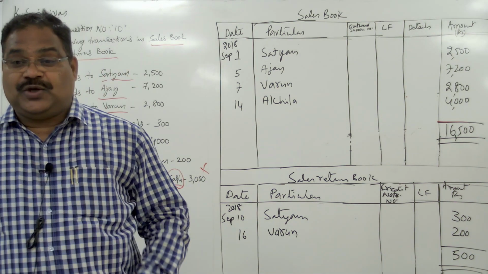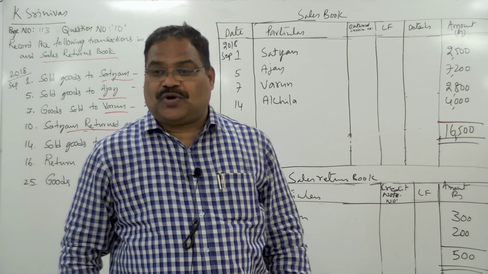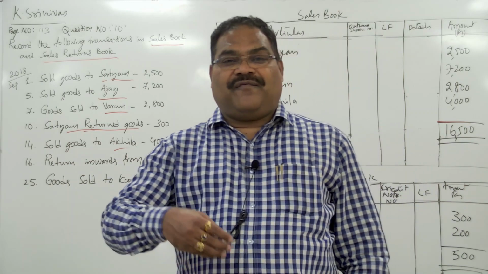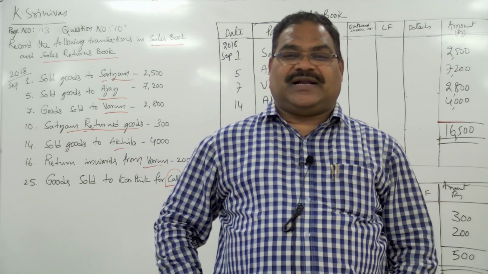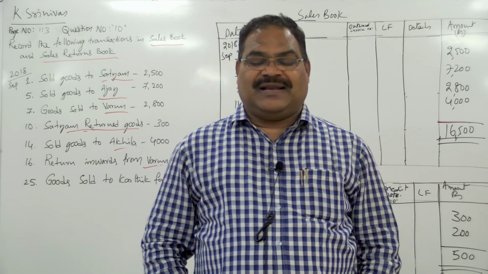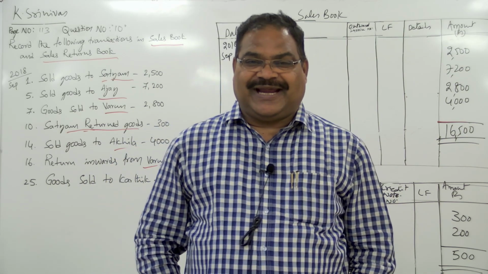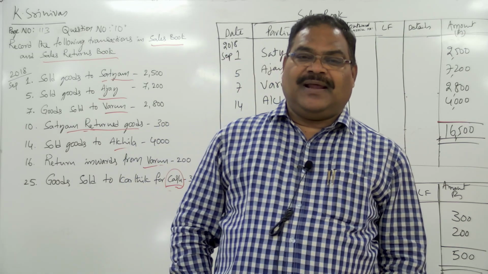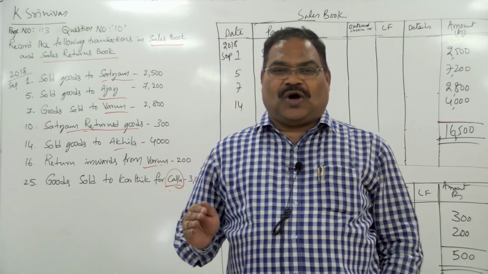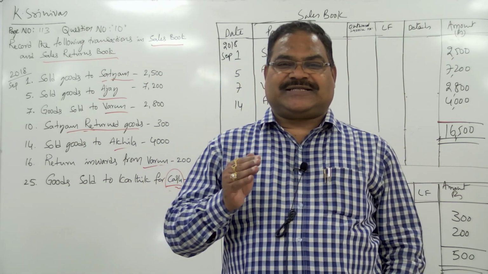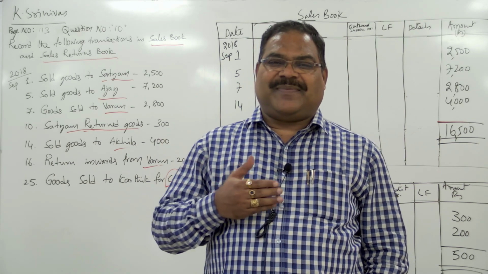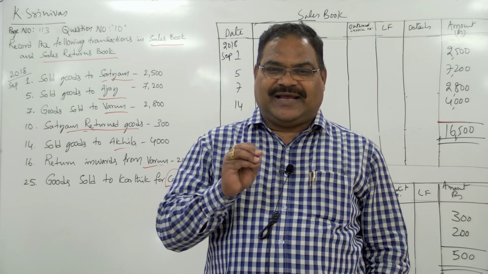Okay, I have explained all these to you: purchase book, purchase returns book, sales book, sales returns book, everything. Now we are supposed to go to the next book. That book is the cash book. Before going to the cash book, I will explain the opening entry. That is very simple. I have solved the problems which you are supposed to understand. After completing these, you are supposed to do the remaining problems. I make it very clear.